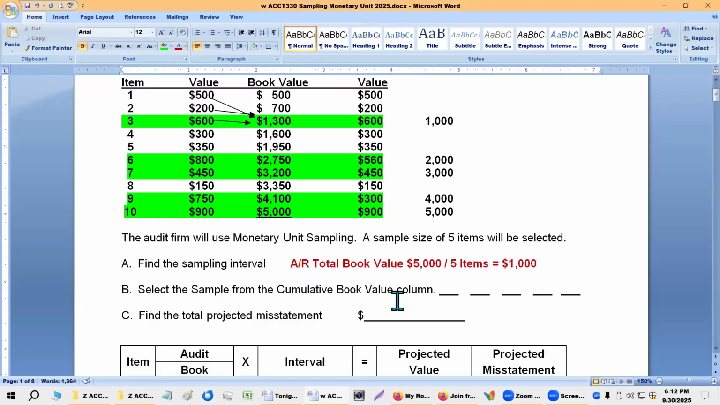Okay, so select items for our sample. Our first item will be 3. Then 6, 7, 9, 10.